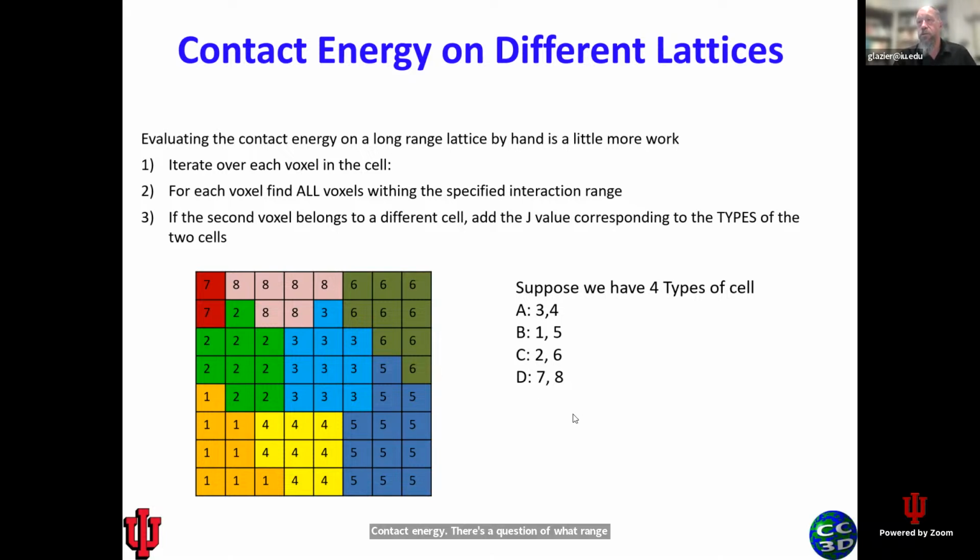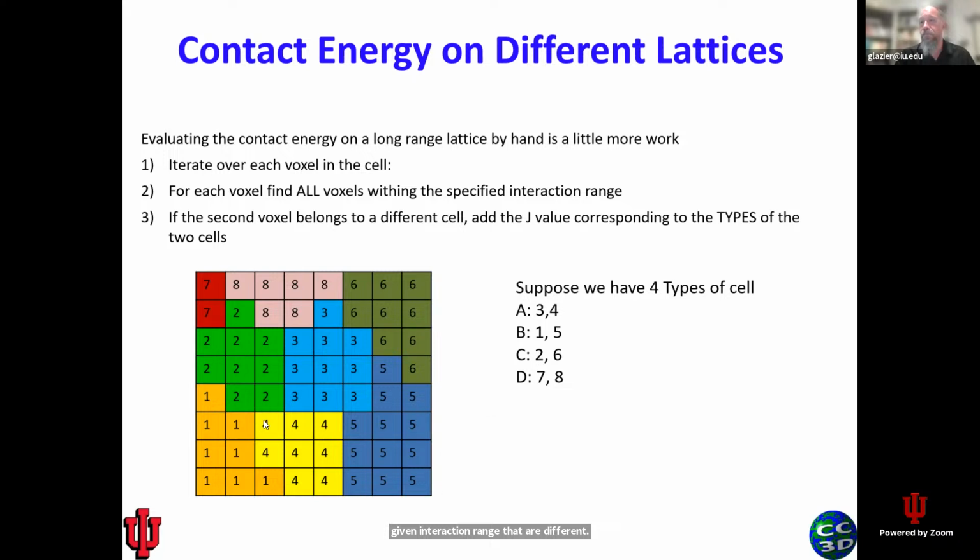I'm not going to go through this exercise in great detail, but in the slides, you'll find a little worked out exercise in which you can calculate the contact energy for a cell by hand. You have to iterate over all voxels in the cell. For each voxel, you find all of the neighbors within the given interaction range that are different, and then you add up the J values.